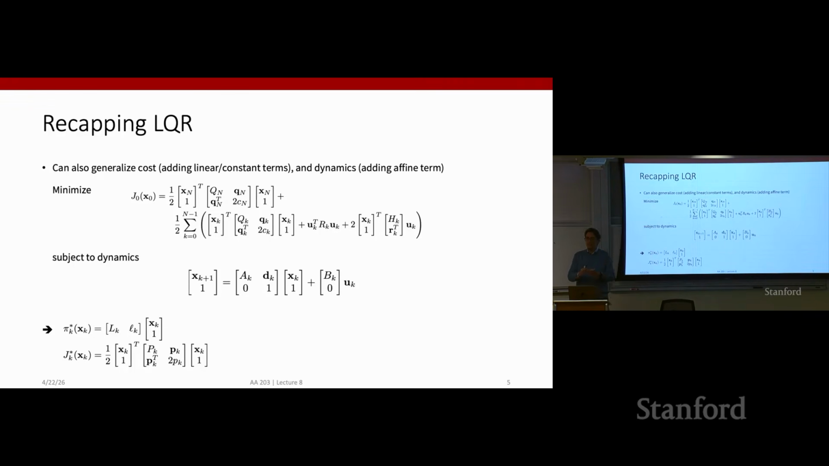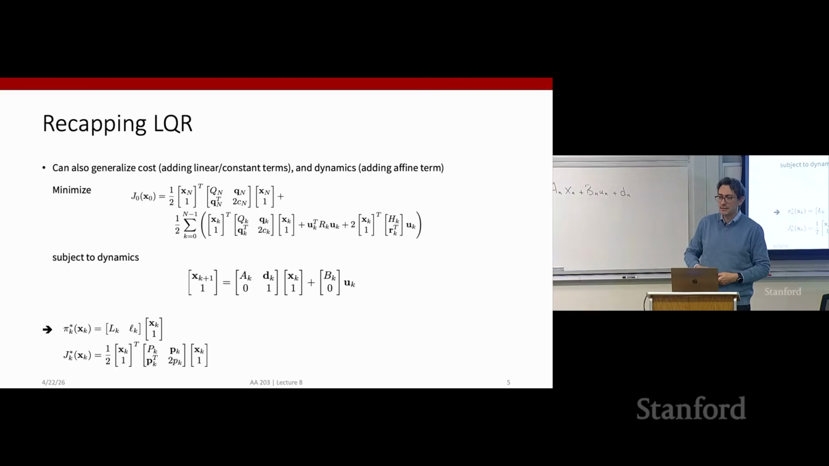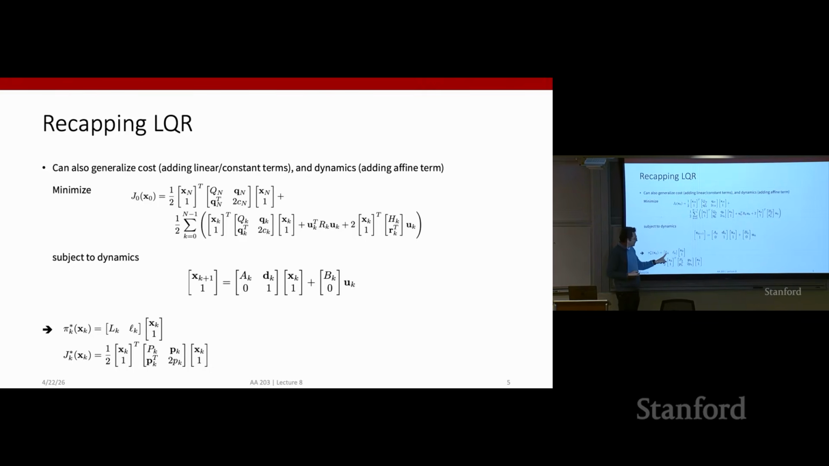So we write down the Bellman equation. We start from the final condition, which is now a quadratic plus linear plus constant terms. We set the gradient equal to 0. We solve for u. Then we plug that back into the right-hand side of the Bellman equation. So what you'll find is that the optimal control policy is a linear feedback term plus a feed-forward term. And the cost function is a quadratic that also has linear terms and constant terms.